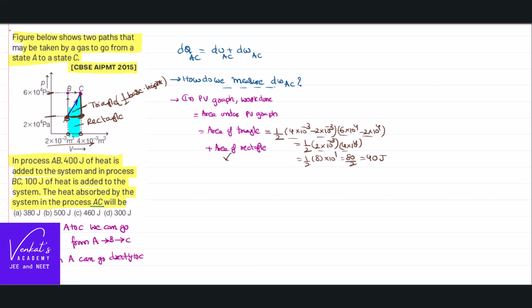Similarly, I have to calculate the area of the rectangle. The formula for the area of a rectangle is base into height. Base is from here to here. That is 4 into 10 power minus 3 minus 2 into 10 power minus 3 meter cube. Height is from here to here, that's the height of the rectangle. That is 2 into 10 power 4 minus 0, started from 0. So 4 minus 2 is 2 into 10 power minus 3 into 2 into 10 power 4. That is 2 into 2 is 4 into 10 power 1. That is 40 joules.